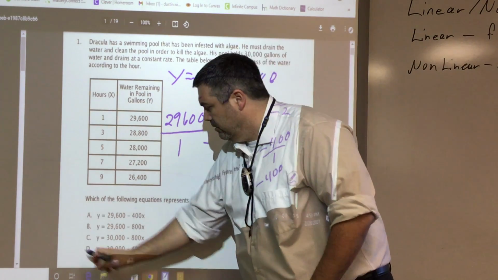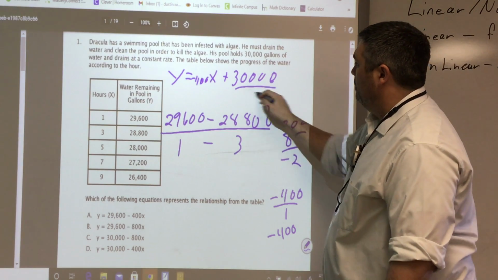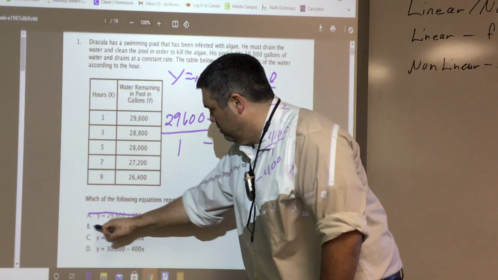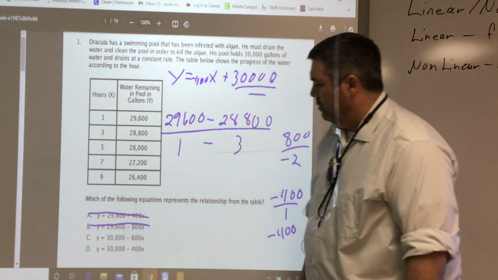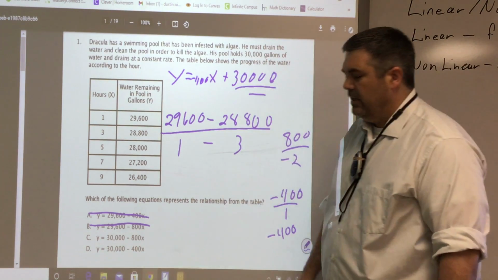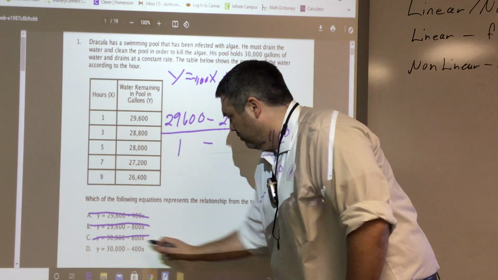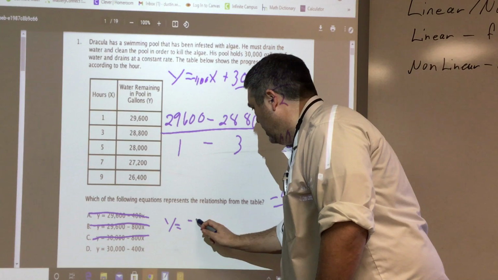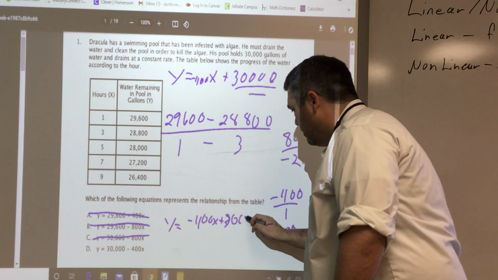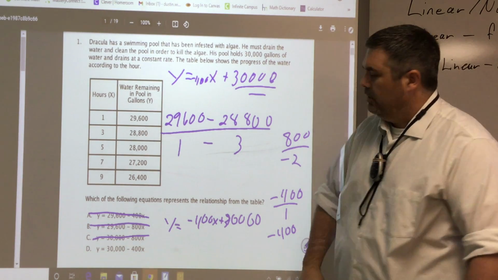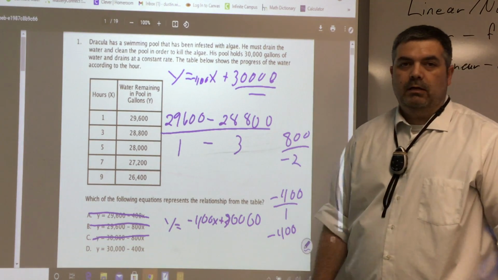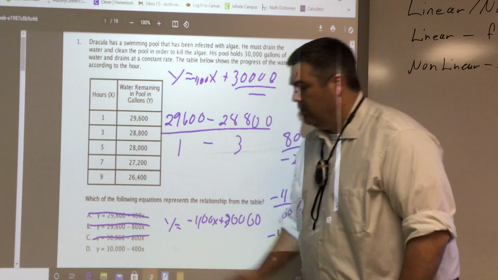Well, now I'm going to come down here, and first I'm looking for this number right here. Then I have these two. Well, now look, 30,000, 30,000, minus 800x, minus 400x. I know it's not that. I could rewrite this: y equals negative 400x plus 30,000. So this can be rewritten as this. This right here puts it in slope-intercept form.